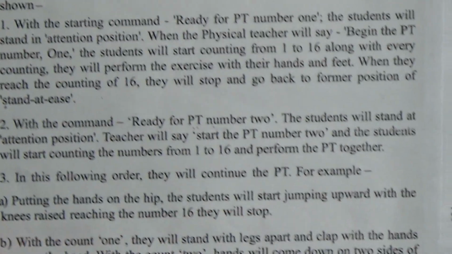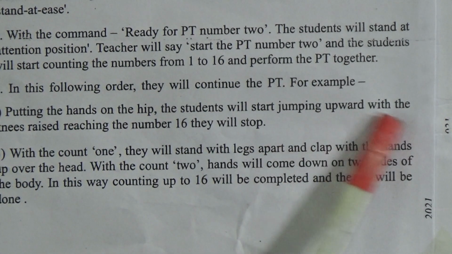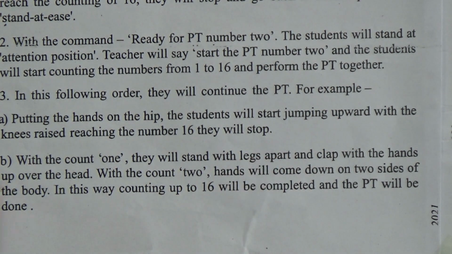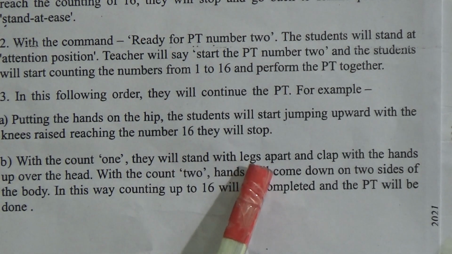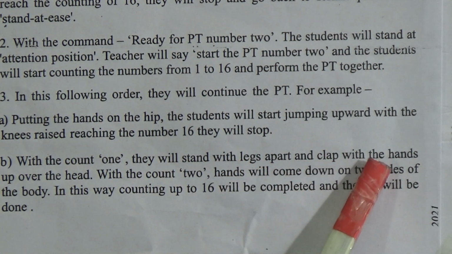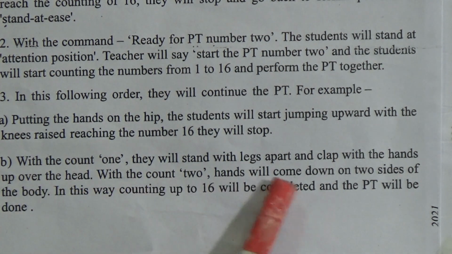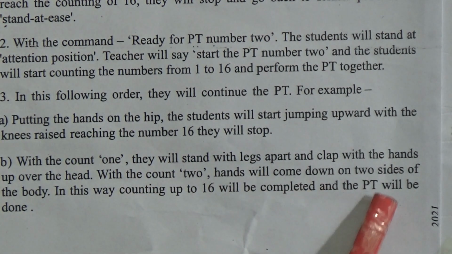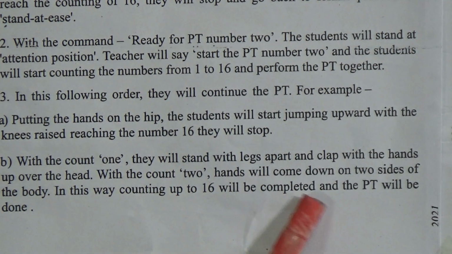For example, A, putting the hands on the hip, the students will start jumping upward with the knees raised. Reaching the number 16, they will stop. B, with the count 1, they will stand with legs apart and clap with the hands up over the head. With the count 2, hands will come down on two sides of the body. In this way, counting up to 16 will be completed and the PT will be done.